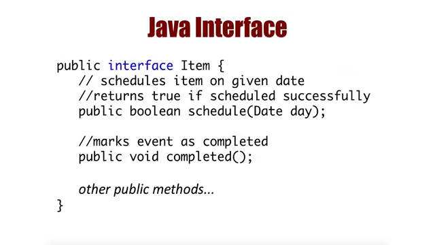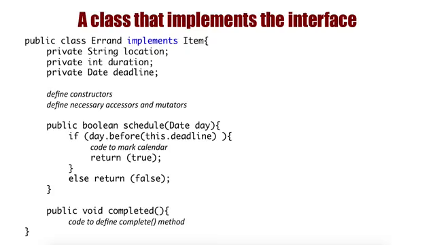Here is an interface called Item that includes 2 public method headers, schedule and complete. These are 2 behaviors that will be common to all the classes that implement this interface, but the implementation details of how each class accomplishes the method will be quite different. The class Errand implements the interface Item. Errand can have instance variables, constructors, accessors, and mutators necessary to model the class, but it must also implement all of the methods listed in the interface. In this case, we have 2, schedule and complete.